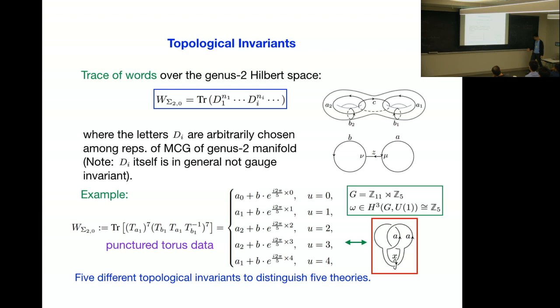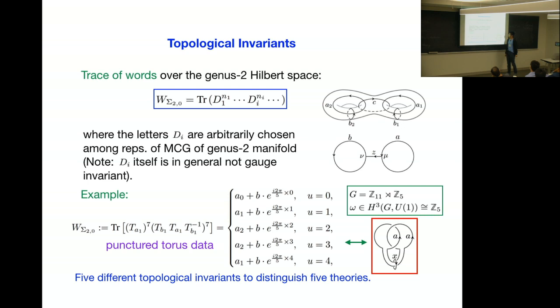Now, as long as we can solve the mapping class group representation, we can go on. I want to remind you that they are not gauge invariant. We want to find some gauge invariant quantity. We can do this by multiplying different representations: Dehn twist 1, Dehn twist 2, Dehn twist 3, arbitrary combination. Then we do a trace over the total Hilbert space of the genus 2 surface. So the result is quite simple.